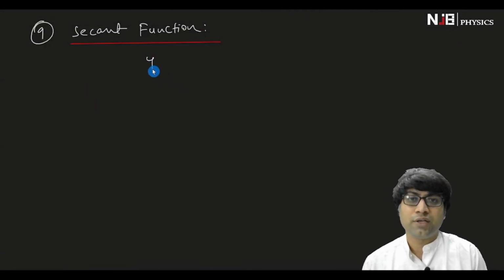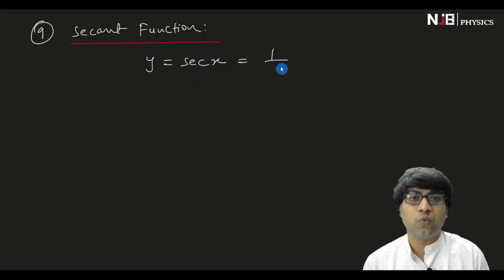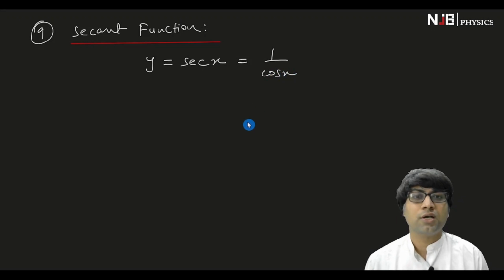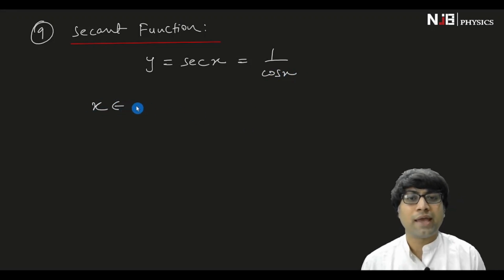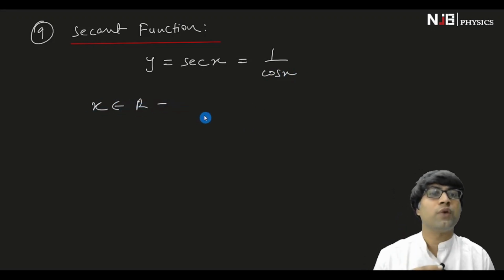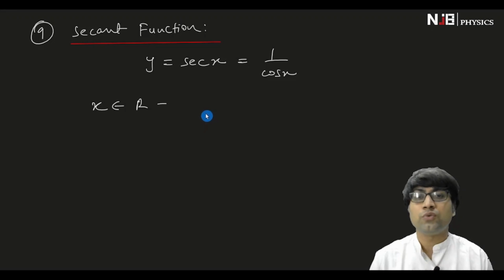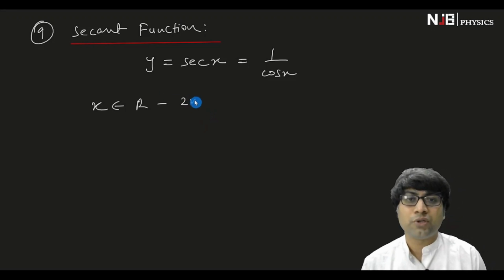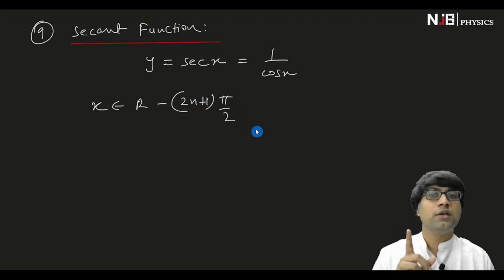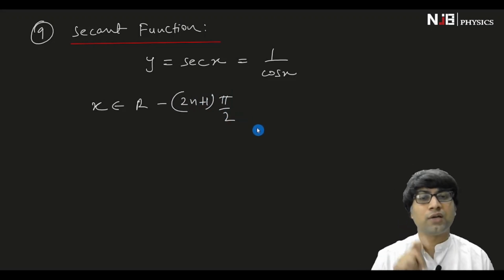So the secant function is y equal to sec x. This is nothing but equal to 1 by cos x. So what about its domain? Well, any real value except those values where cos x is going to be equal to 0. And we already know that it is going to be (2n plus 1) pi by 2. Therefore, the domain of the secant function and the tangent function are going to be the same.